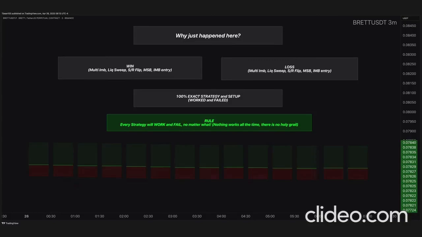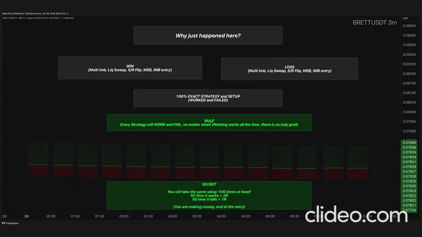However, the secret you seek is actually already here. It is inside mathematics and statistics. If you just take the same setup 100 times, just like tossing a coin, if it only works 50 times and fails 50 times, then you'll be making money. This is the end of story. This is the end of your holy grail search. This is the truth that you have been seeking for years after years.